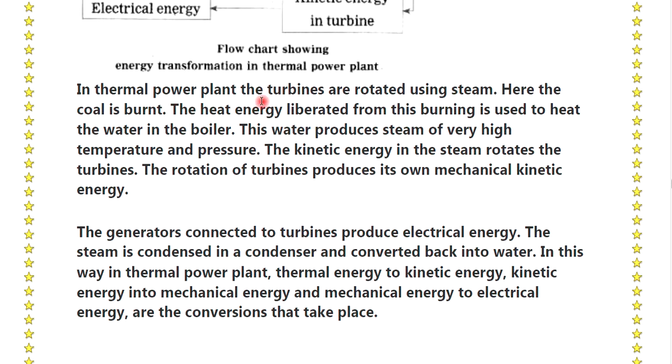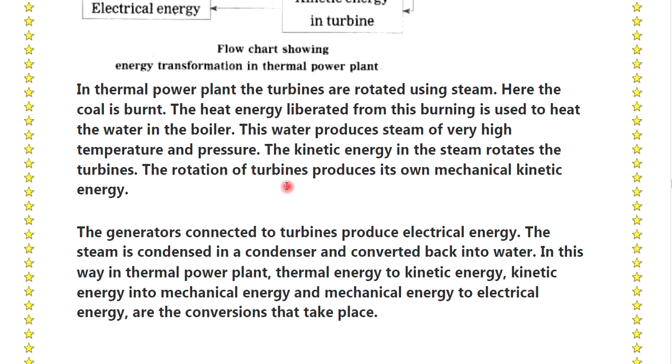In a thermal power plant, the turbines are rotated using steam. Here the coal is burned. The energy liberated from this burning is used to heat the water in a boiler. This water produces steam at very high temperature and pressure. The kinetic energy in the steam rotates the turbines.